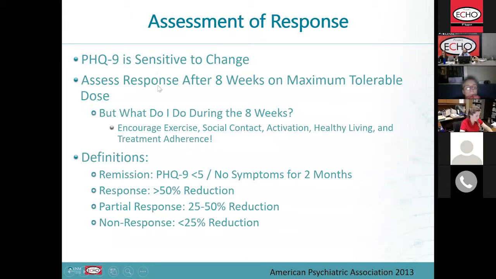So say you've started somebody on a treatment and you've titrated it up to the maximum tolerable dose and you're waiting for a response to occur. Well, what do you do during that 8 weeks? You can do things like encouraging exercise, encouraging social contact, encouraging them to do activities that are meaningful to them, encouraging them to eat healthfully, and encouraging them to adhere to their treatment. And these are very important parts of antidepressant medication management, these soft skills of antidepressant medication management.